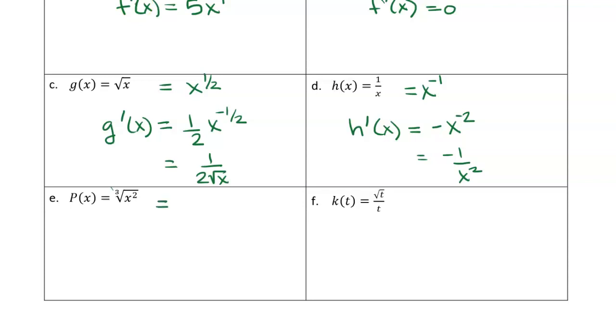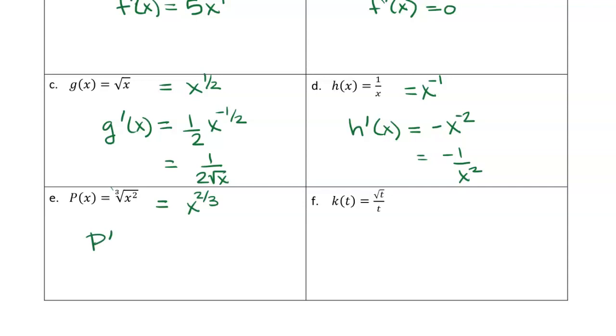All right, so now I'm just rewriting the function. I need to rewrite this function. I have the cube root, which is a 1/3 power of x squared. So I can rewrite that as x to the 2/3. All right, now that is the same function. That is p of x, just written in a different form.